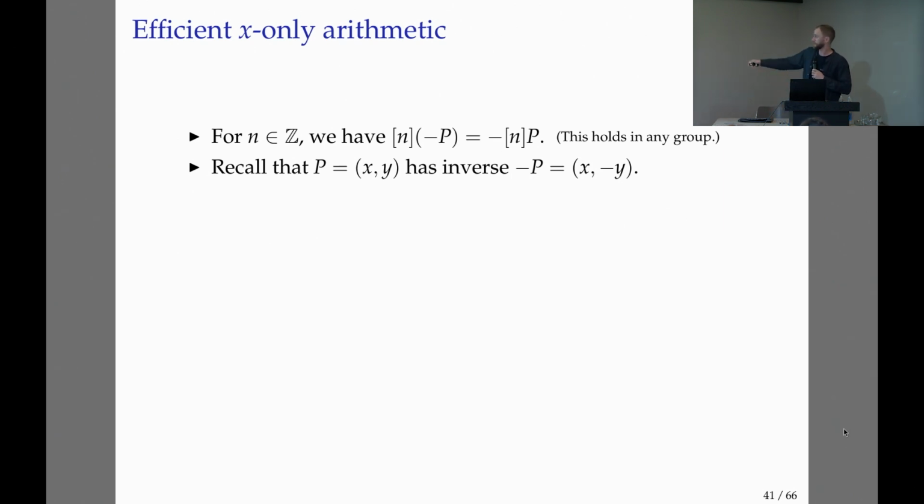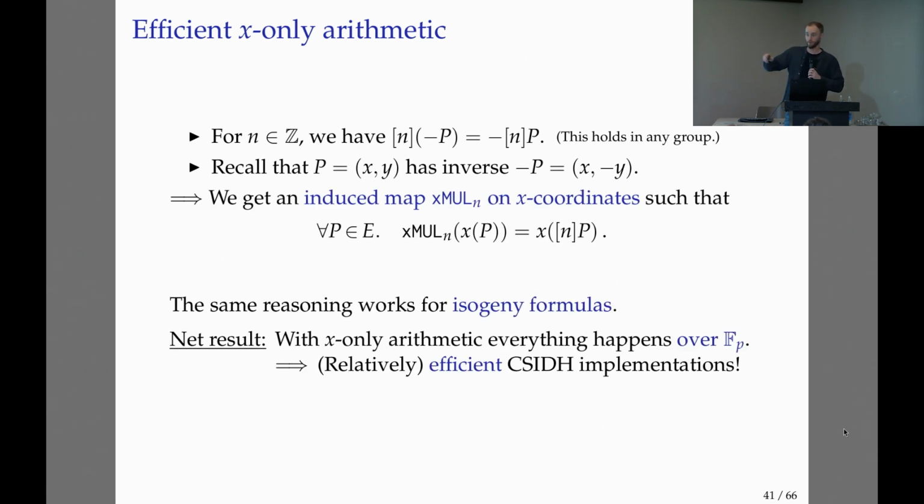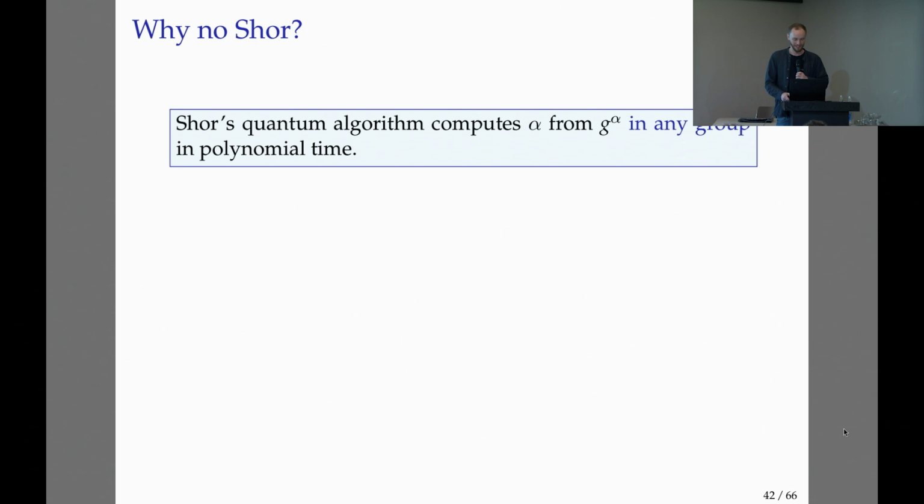And that is because negation clearly commutes with scalar multiples, and inverses have the same x-coordinate. So as long as you don't care about whether you have plus P or minus P, which is the case for isogeny computation, you can just work with the x-coordinate only. And for CSIDH, this means that you can actually do everything over F_p. There's no need for an extension field to ever show up in the implementation. And that makes it pretty nice. It says relatively efficient here because it's still extremely slow compared to many other post-quantum constructions. But it's better than it could be.